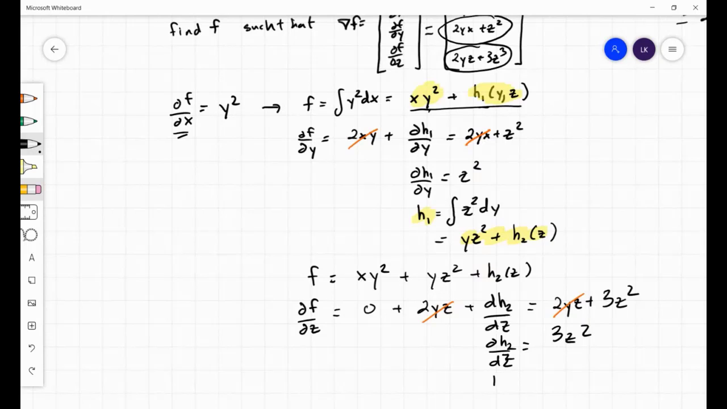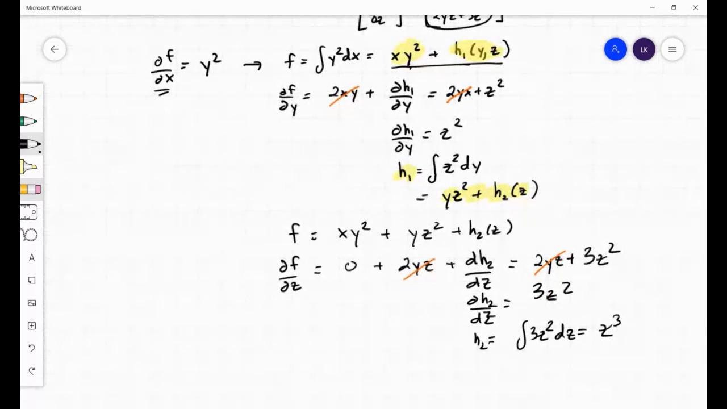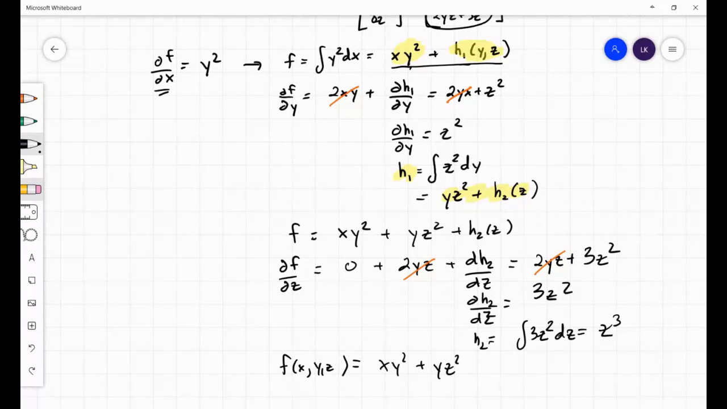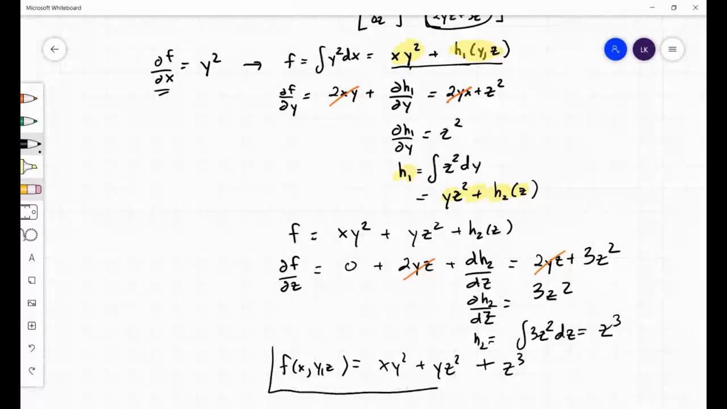So we recover h2 by anti-differentiating with respect to z. So z cubed, up to a constant. I can make that constant 0. So now we finally found a good potential function: xy squared plus yz squared plus h2, which we found is z cubed. Okay.